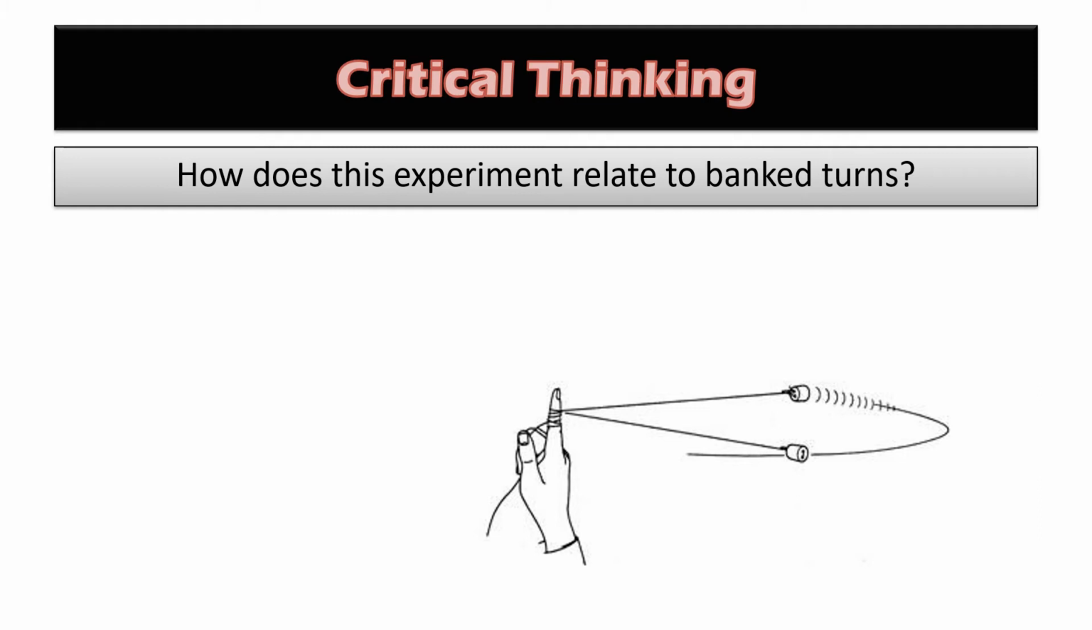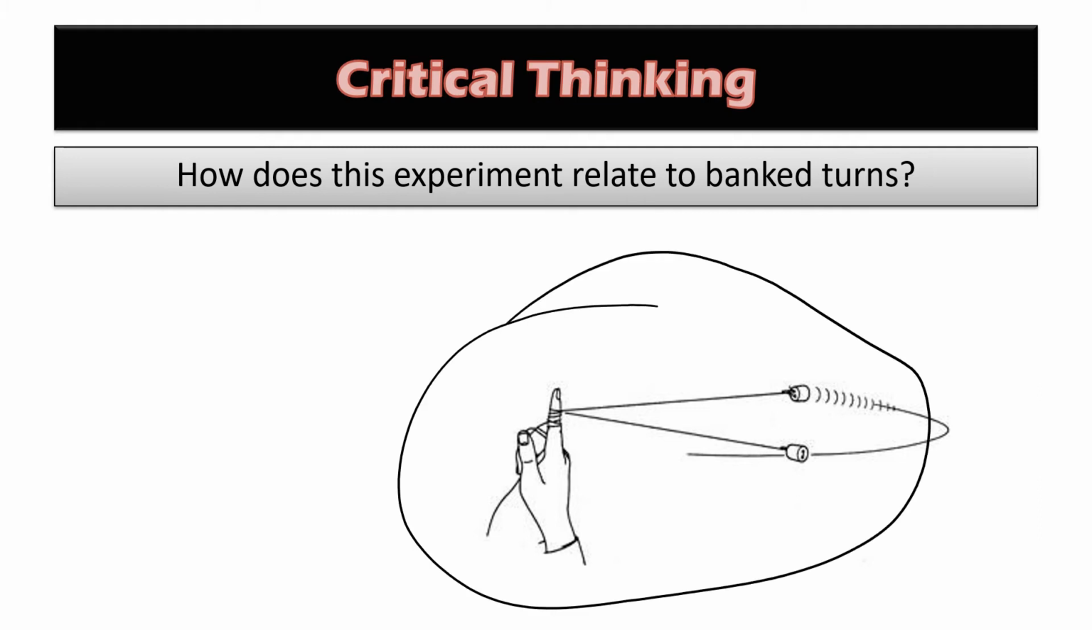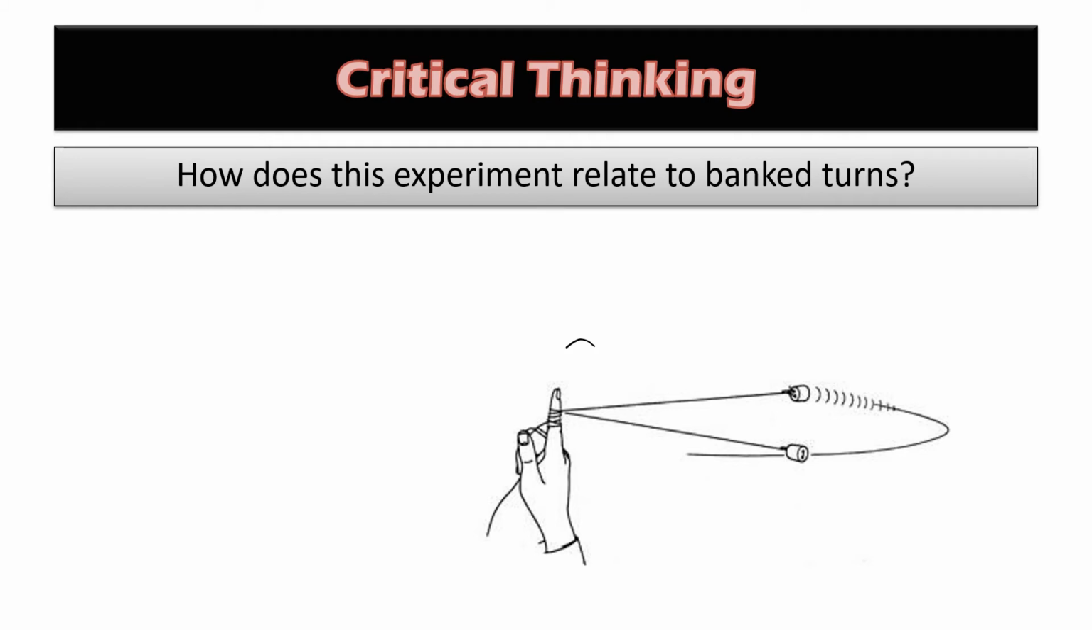Okay, so how does this experiment relate to banked turns? We've seen this diagram in previous lessons, and in class, this is a classic lab to do, and not around your finger like this. There's an apparatus. They call it the centripetal force apparatus. You don't want to wrap the string around your finger like that. But this is a classic thing that you could do in the classroom, and there are some experiments that you could do with that. But how does it relate to banked turns?